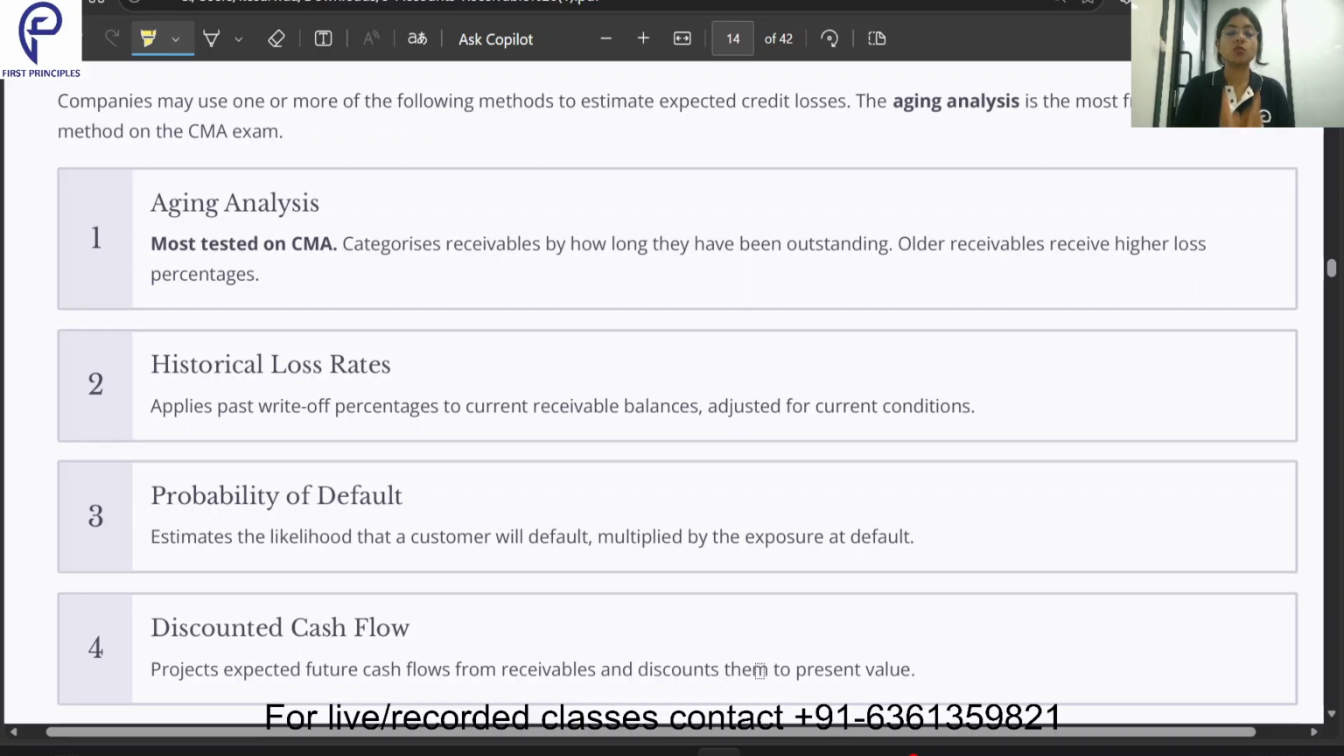Then discounted cash flow. This is also one of the methods where we expect the future cash flow from the accounts receivable from the customer. We discount it to the present value using a discounting annuity table. Again, this is not something which is tested for an examination, but I'm just giving you an overview. Suppose 5 years from now I'm going to receive $1,000 from my customer. Is that $1,000 that I'm going to receive 5 years from now worth $1,000 today also? No, the value of that 1,000 will be lower. So I will use my annuity table in order to record that.